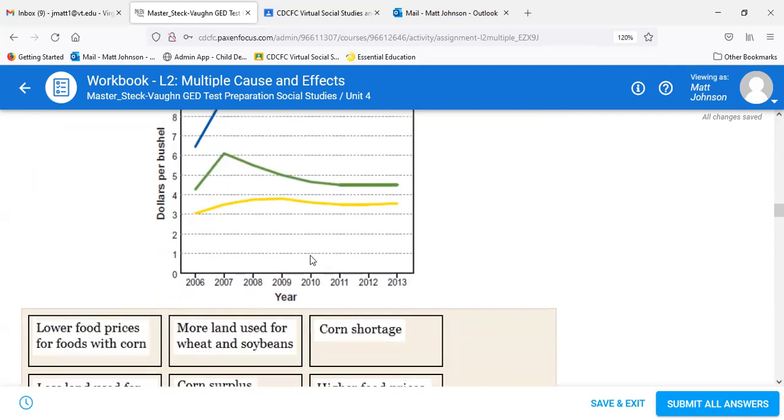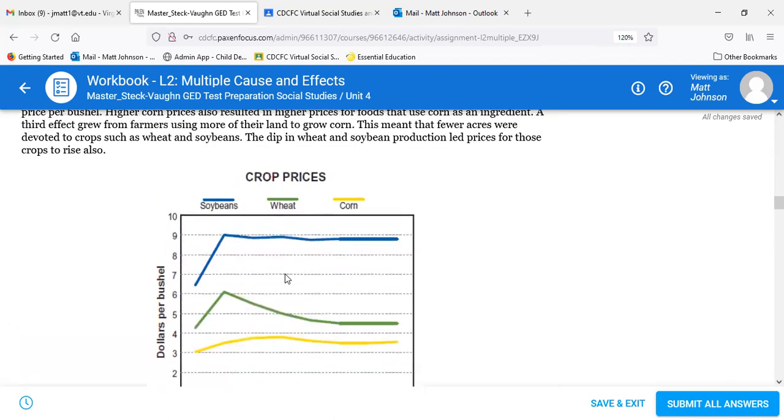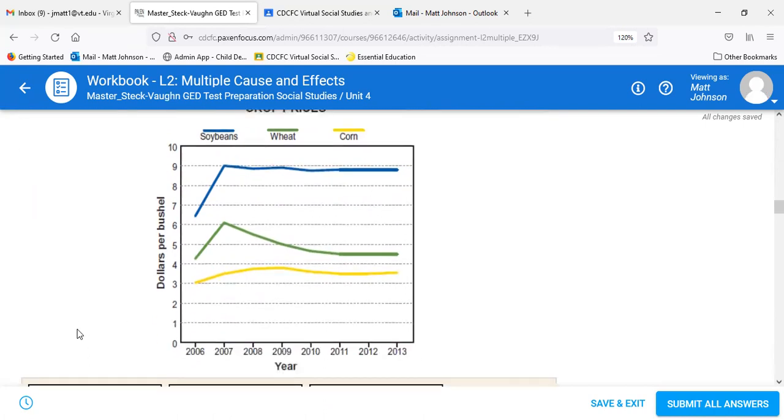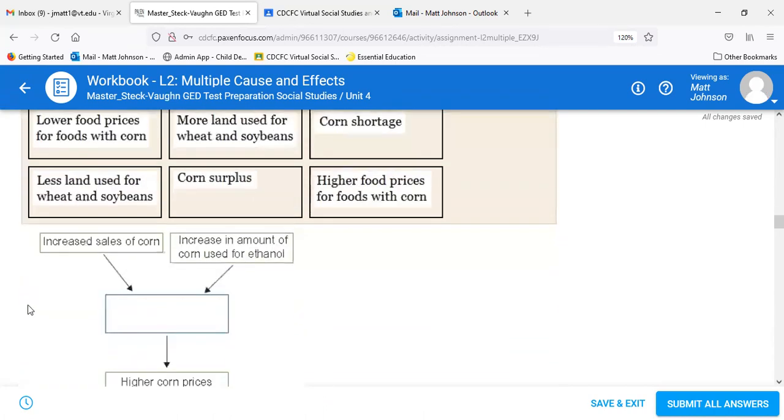So thinking about how these things work together, right, in agriculture. So products like wheat, soybean, and corn. How will one affect the other? Let's look at our drag and drop boxes here. So increased sale of corn, increased amount of corn used for ethanol, right? That was a big deal a decade ago or so, making ethanol. So an increase in the sale of corn because of its use in ethanol. So what is that going to cause?